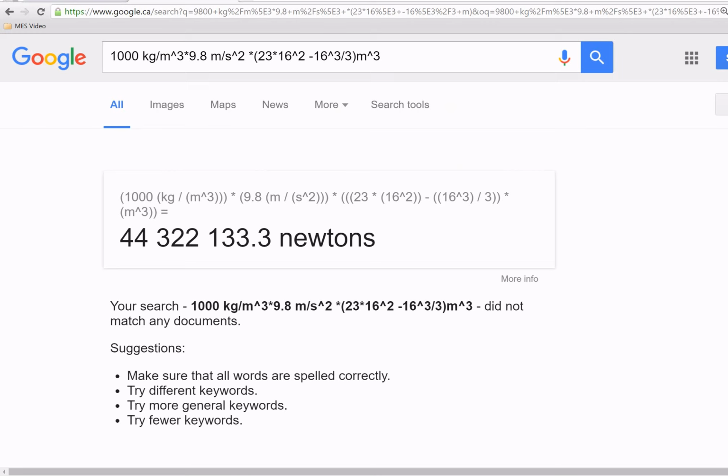So what we can do is just plug that into our Google calculator: 1,000 kilograms per meter cubed times 9.8 meters per second squared. This is the density, this is the acceleration due to gravity, and then multiplied by 23 times 16 squared minus 16 cubed divided by 3, put in brackets. It's because we just get meters cubed. I think you could also plug it inside there and you should get it. And it solves this for us and writes it in the exact units, which is newtons, which is pretty amazing.